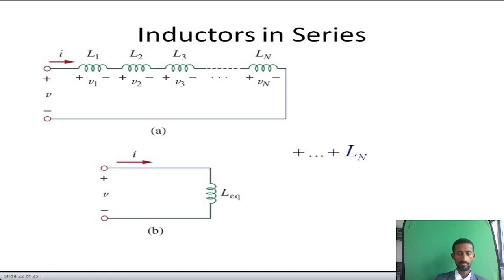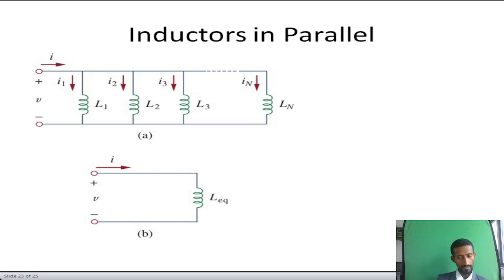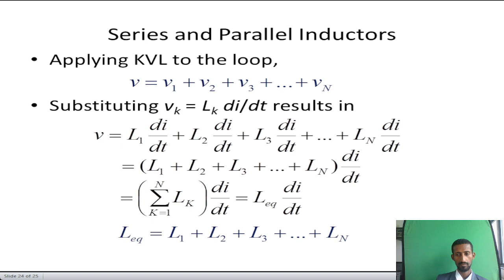And like that, the voltage will be divided in the series circuit. As you can see here, the total voltage is divided into V1, V2, V3. These are the inductors which are connected in series, so we can easily get the equivalent. Inductors in parallel are the same as resistors in parallel.